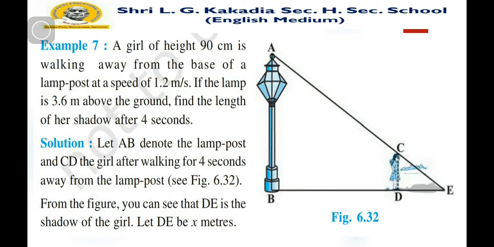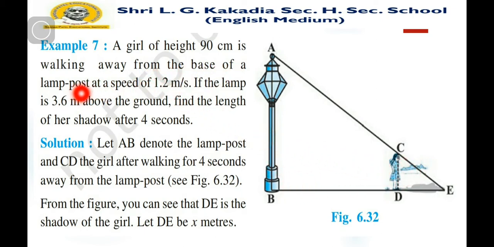Example number 7. A girl of height 90 centimeters. You can see that a girl of height 90 centimeters is walking away from the base of the lamp post. The lamp post is perpendicular to the base, and the girl is also perpendicular to the base. So this angle will be 90 degrees.